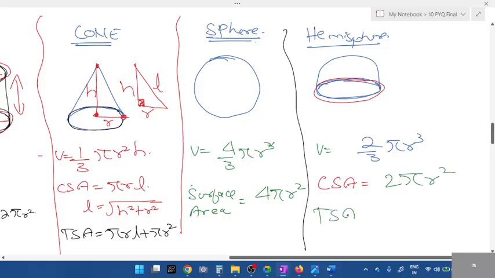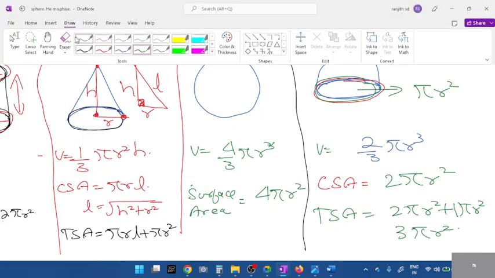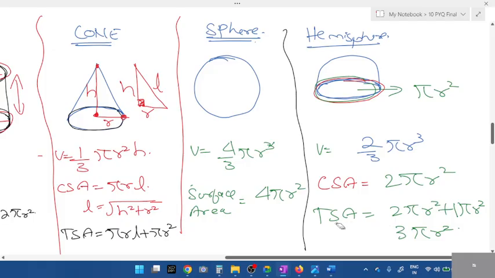Now total surface area. For total surface area, take 2 pi r square plus how many circles? Only one circle we have. What is area of this circle? Pi r square. What is 2 pi r square plus 1 pi r square? 3 pi r square. This is easy to derive. Check all the total surface area values. You have to add the circle with it. So I'll erase this. Just remember 3 pi r square is the total surface area.